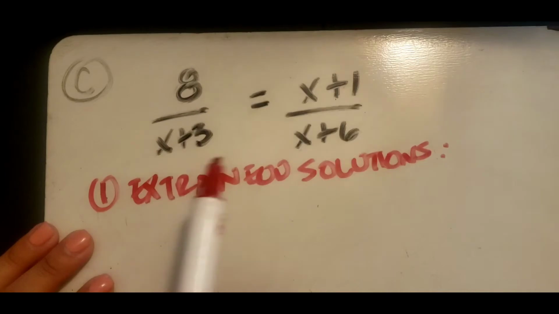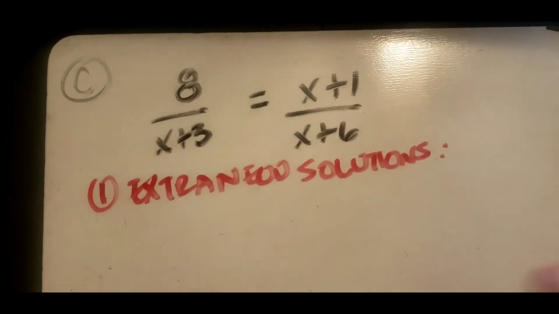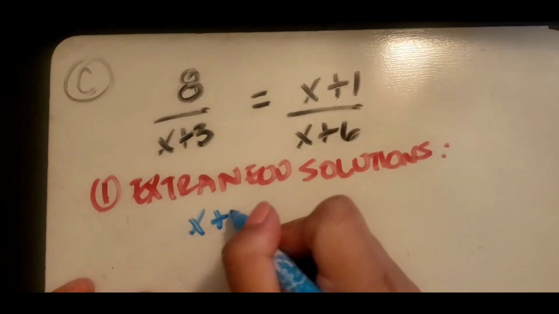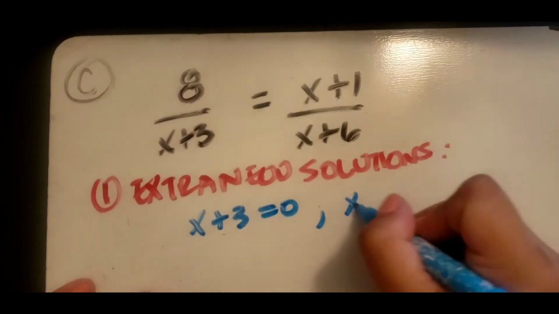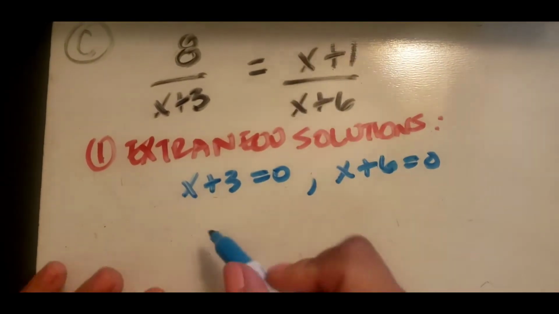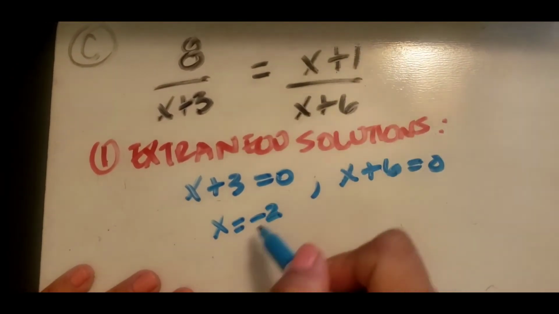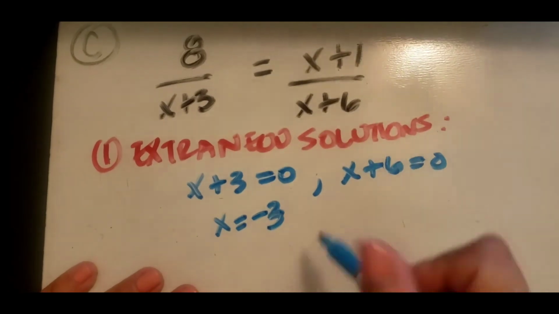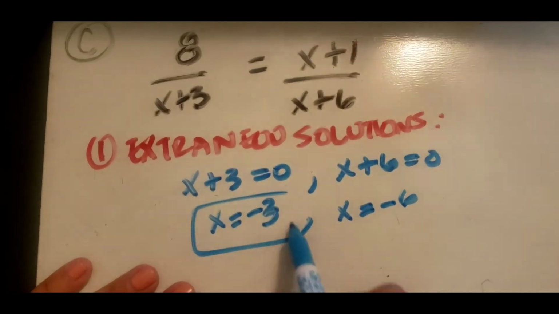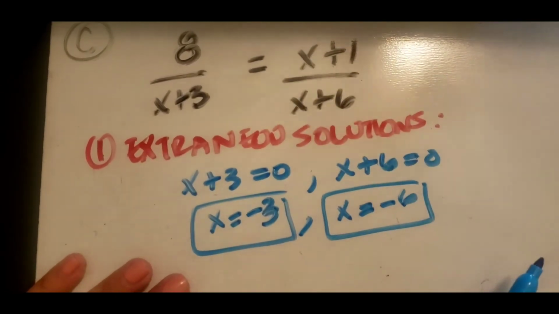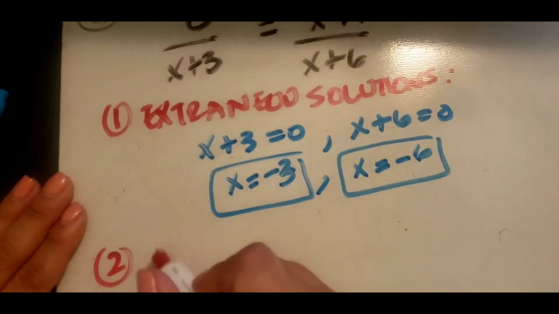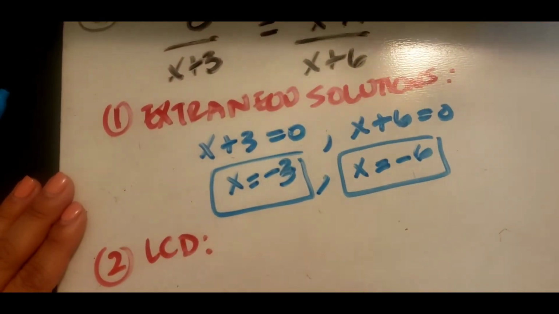All right, so here we go. Look at your denominators, and they're both different. So set each one of those equal to 0 and solve for each one. You could almost do mental math, I'm sure. So the first one, x equals -3, and the second one, x equals -6. Remember, you cannot have these values as your final answers. And then the second step we're going to do is find our LCD.